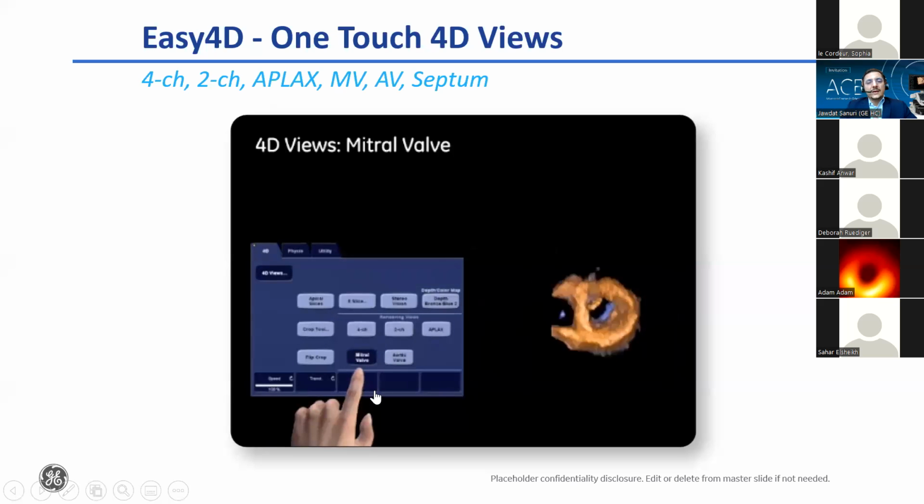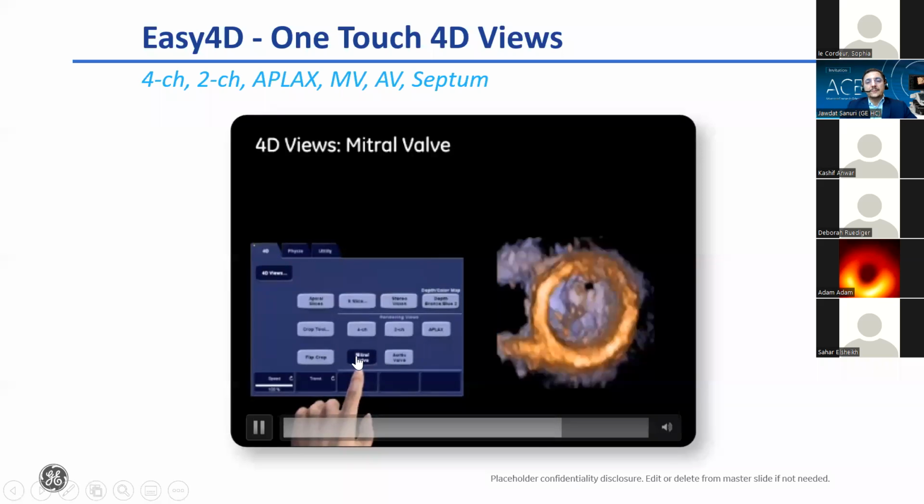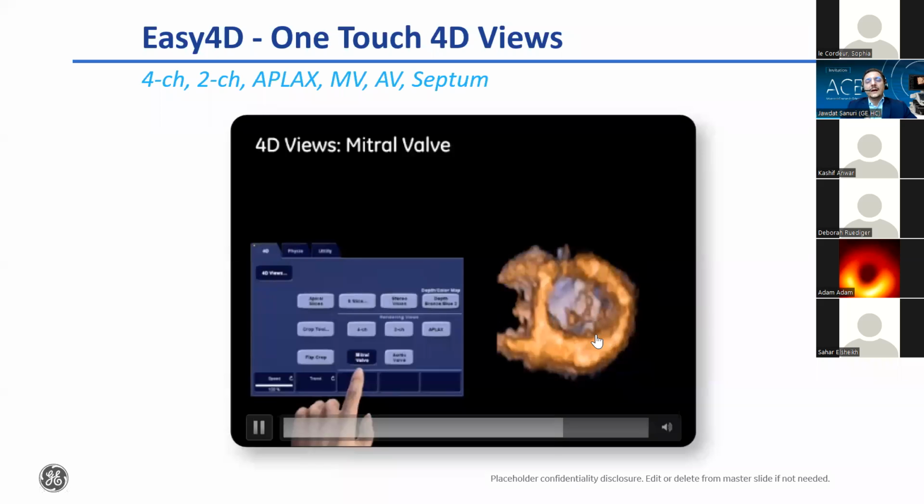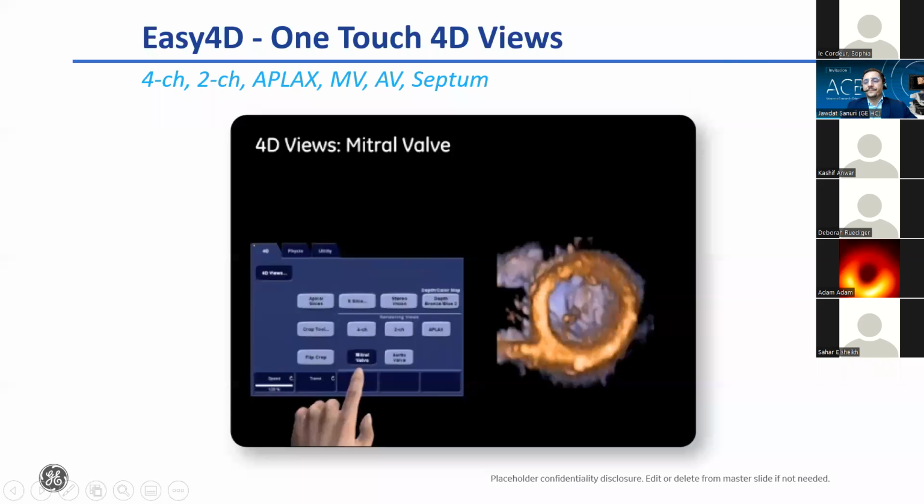And you can also select valves. For example, you can select mitral valve. It will give you a cropped zoom around the mitral valve, either from the ventricular side or from the atrial side to visualize. Okay.